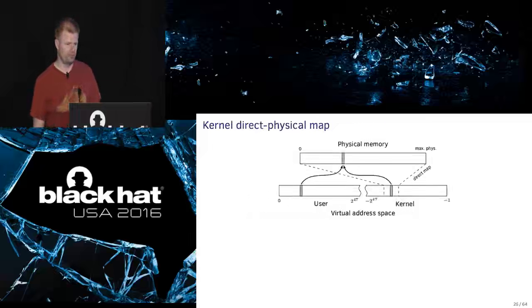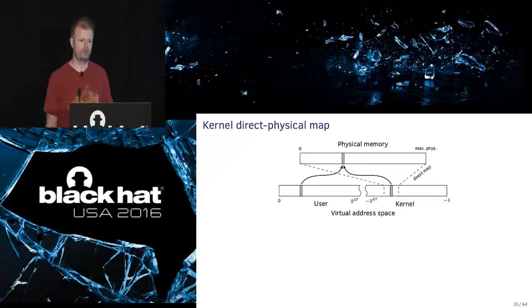The final thing that we need to talk about is the kernel direct physical map. It's not present on all operating systems, but it's on many operating systems. The kernel direct physical map means that the entire physical memory is mapped into the kernel space. And the reason is probably convenience, because this allows the kernel to change any memory at any time for any reason. This is without changing the page tables or doing stuff like that. So it's convenient and it speeds things up.